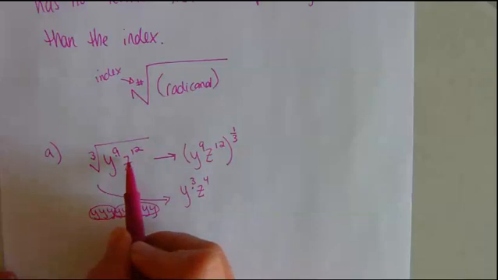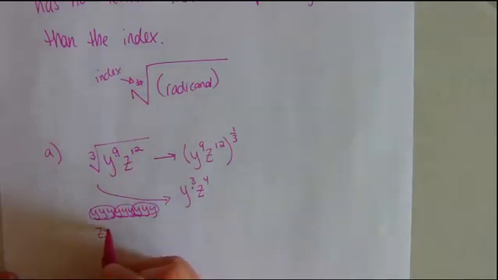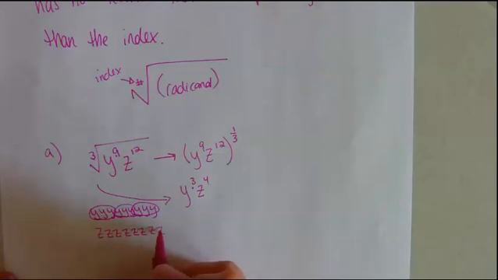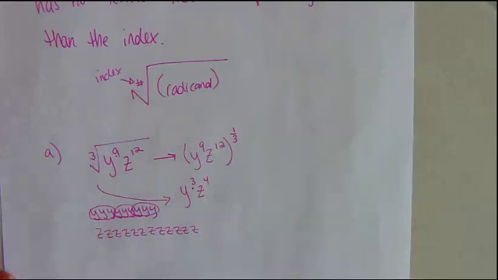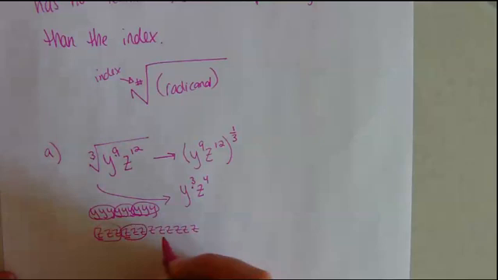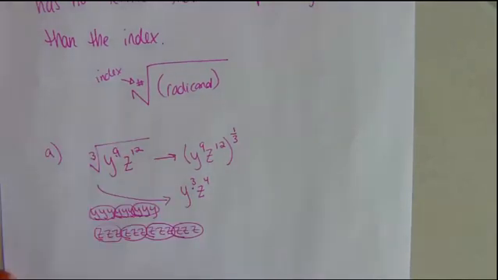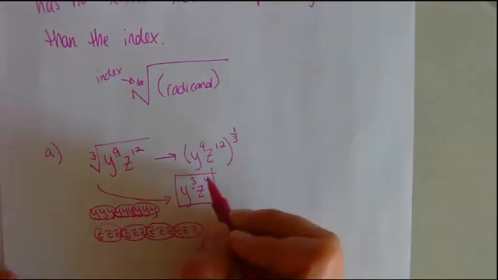If I think about my 12s, 3 goes into 12 4 times. What's really happening is I have 12 z's. Okay, so there's my 12 z's. Again, because it's a cube root, we're looking for groups of 3. So I have 1 group of 3, 2 groups of 3, 3 groups of 3, 4 groups of 3. So that's why I have 4 z's that are coming out.